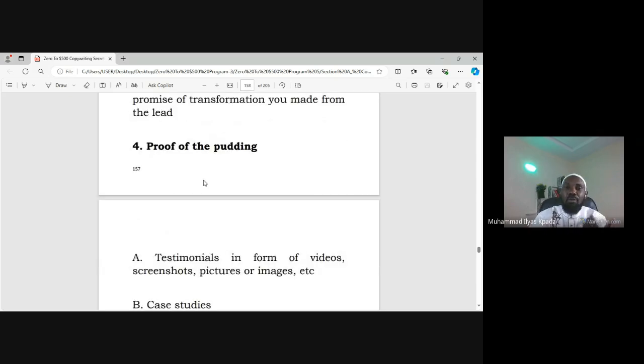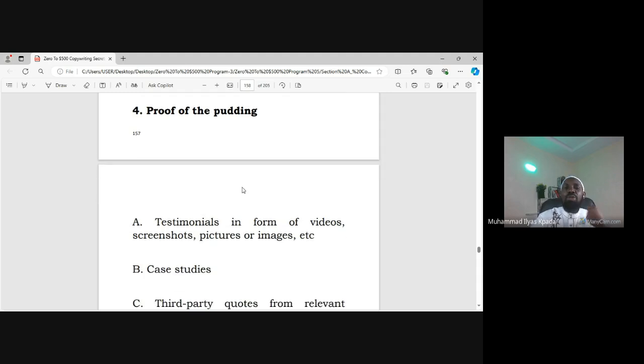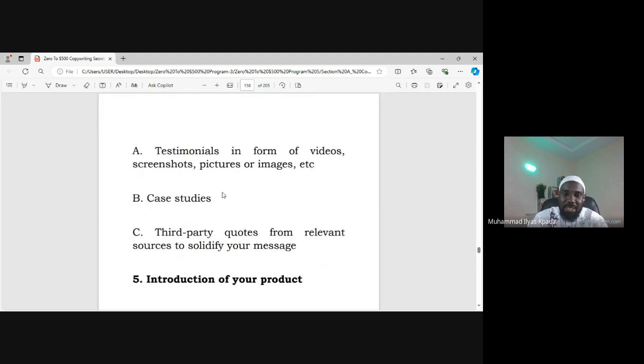The next thing is proof of pudding. Tell anybody today that this particular product is good for you, and the person will have one or two doubts. But if you tell the person that this product is the same thing his neighbor, his friend, his family members are using, and they are living the life that person is looking for, the person will believe you without any iota of doubt. So what you do is add testimonials, case studies, and third-party quotes from relevant authority sites.